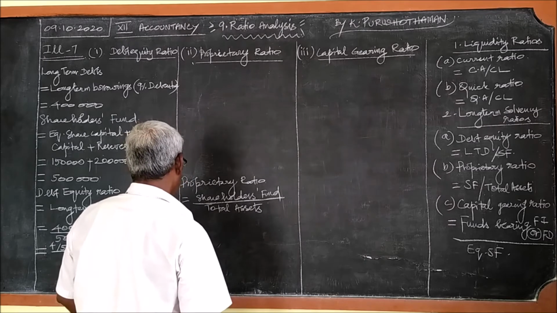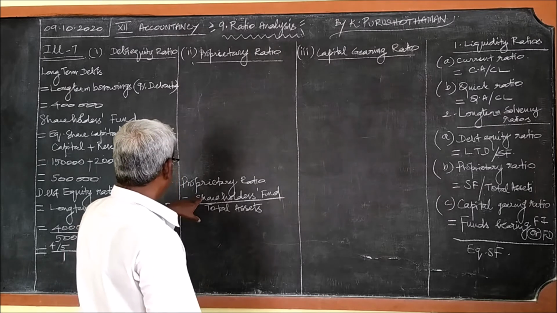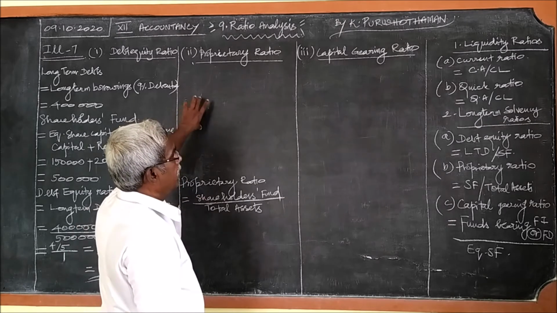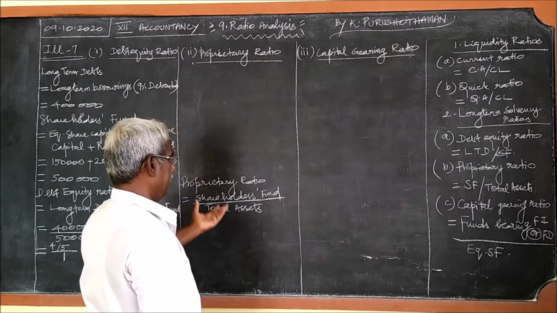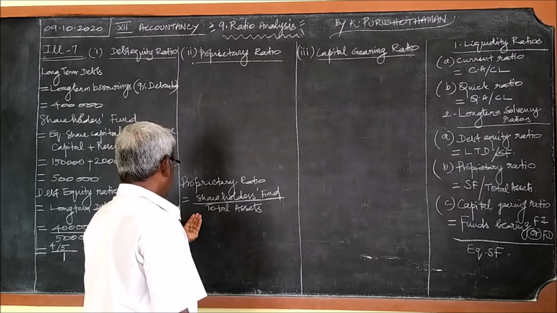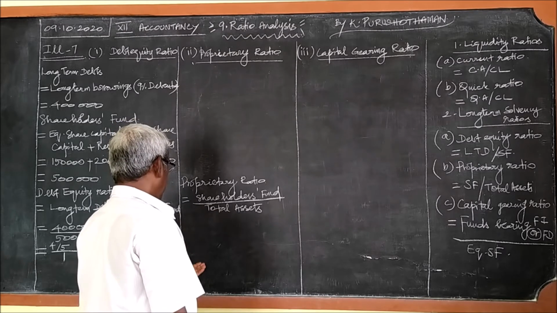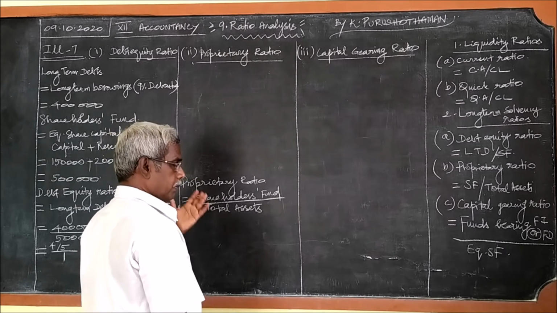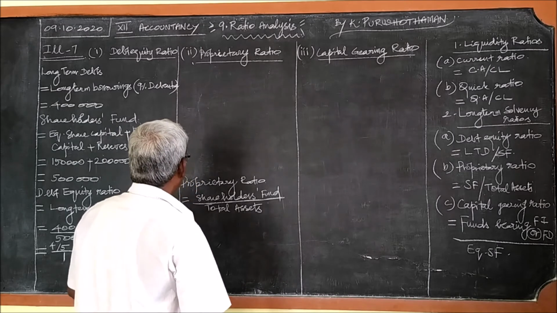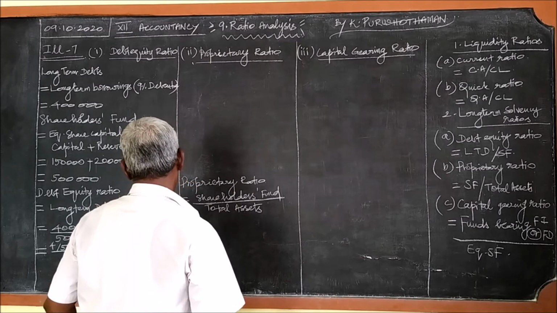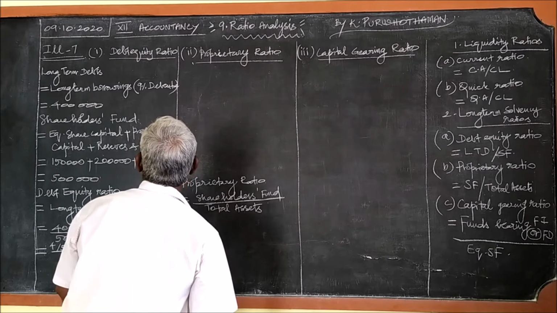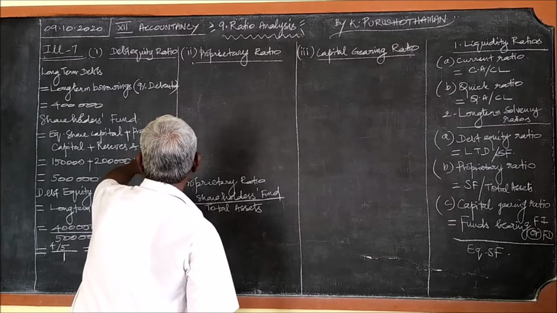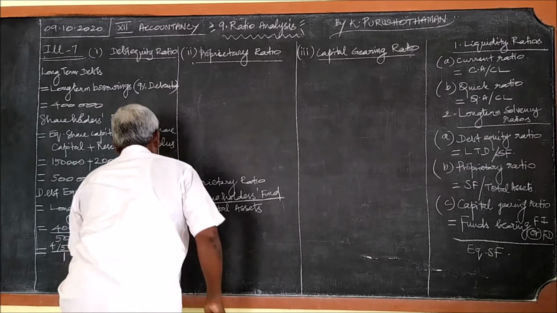So what we must do now is first find the value for the numerator separately, then the denominator separately, then substitute the values in the formula to find the ratio. The numerator is shareholders fund, which we have done already.